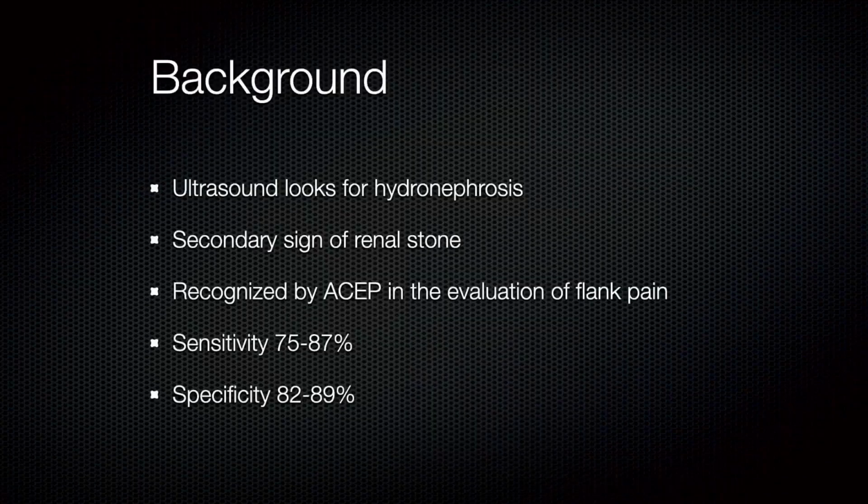And so from a background perspective, they said ultrasound looks for hydronephrosis. It's a little key here we have to remember. But ultrasound looks for hydronephrosis. It's a secondary finding of stones, right? So if you have a stone, theoretically, it's going to cause some obstruction. Theoretically, it's going to cause some dilation in the proximal ureter. And then theoretically, we'll see that as hydronephrosis, right?